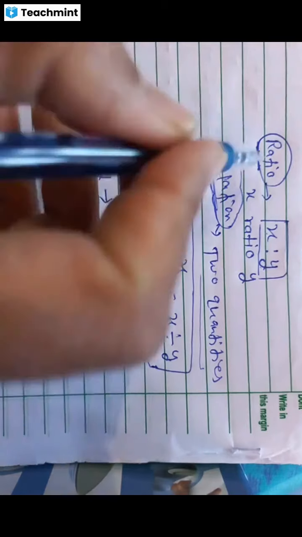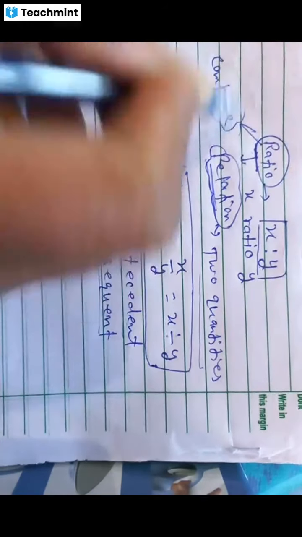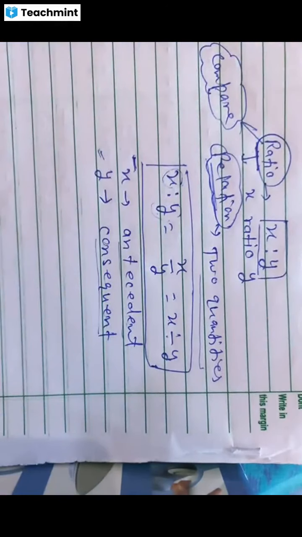Ratio is always used to, I have already told you, compare. Ratio is used to compare the quantities by dividing them. Okay.